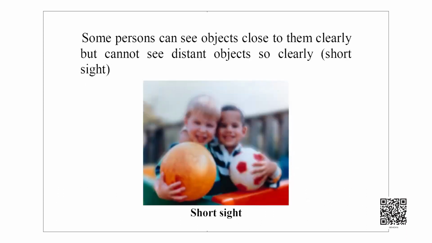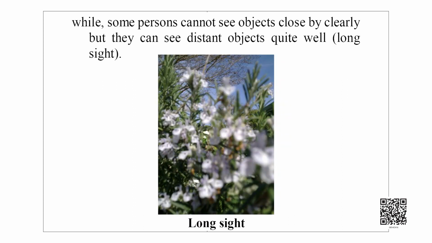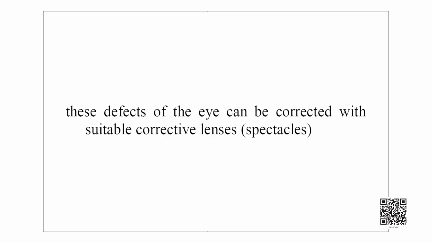Some people can see objects close to them clearly, but cannot see distant objects so clearly, which is called short sight, while some persons cannot see objects close by clearly, but they can see distant objects quite well. This is called long sight. These defects of the eye, short sight and long sight, can be corrected with suitable corrective lenses.